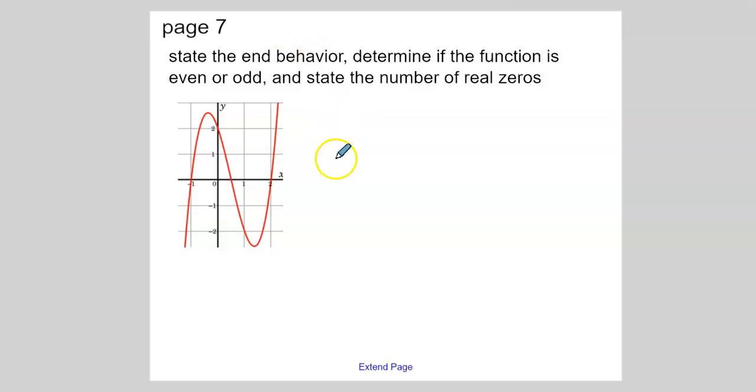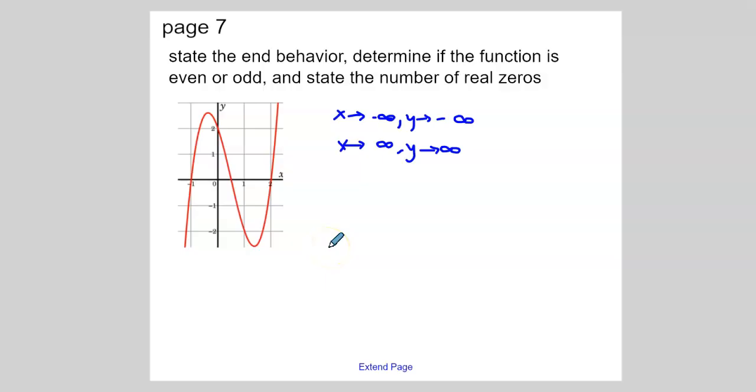So state the end behavior. So we did this, right? As x approaches negative infinity on the left side, my y is also approaching negative infinity. As x approaches positive infinity on the right side of my graph, y approaches positive infinity because it's going up.